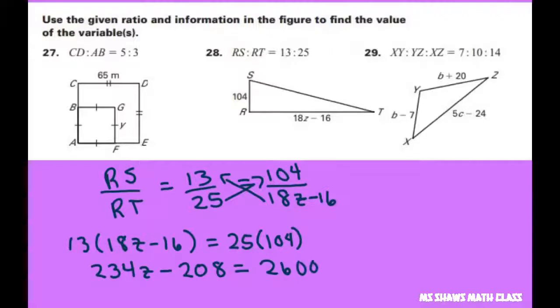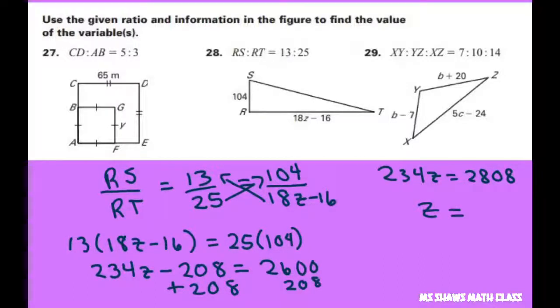Now let's add 208 to both sides, and you get 234Z equals 2808. Divide both sides by 234, and that gives you Z is 12. You just divide both sides by 234.